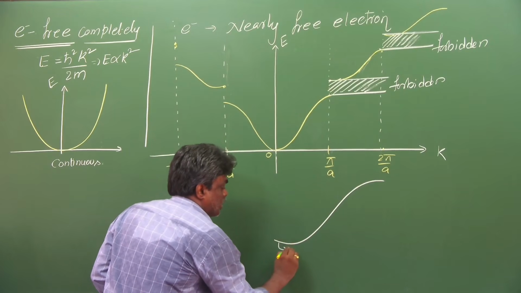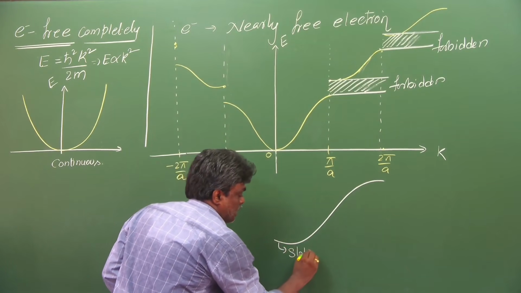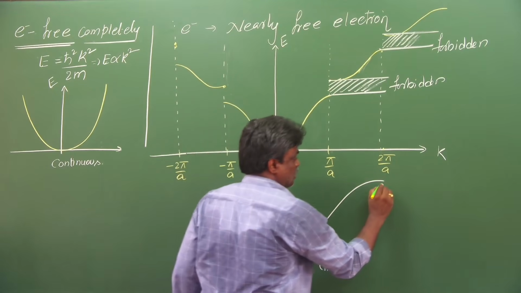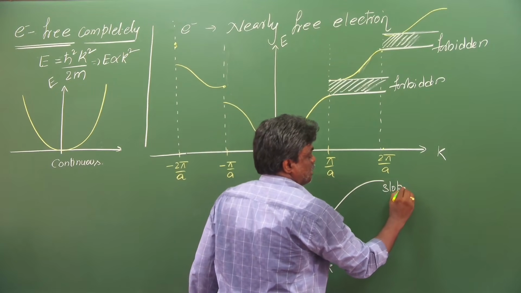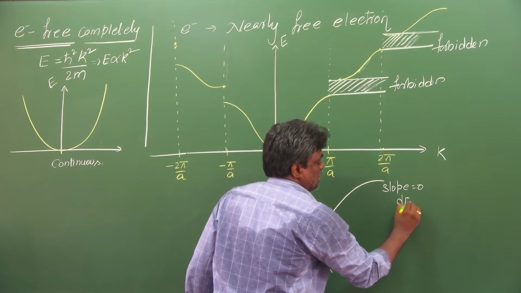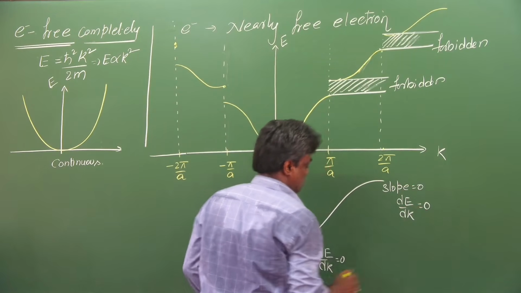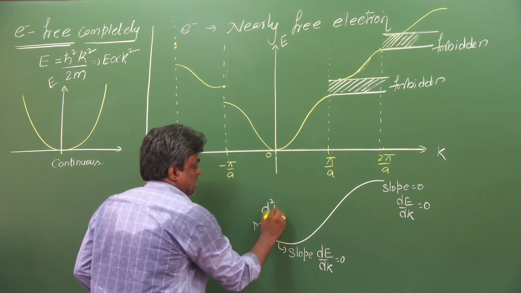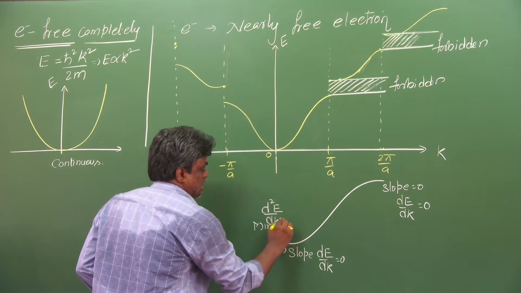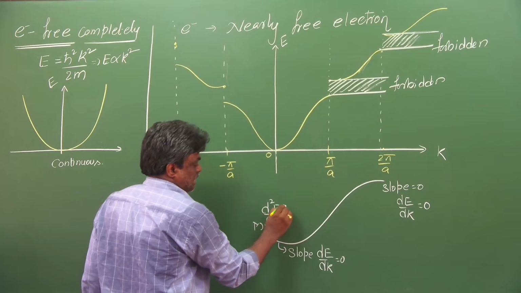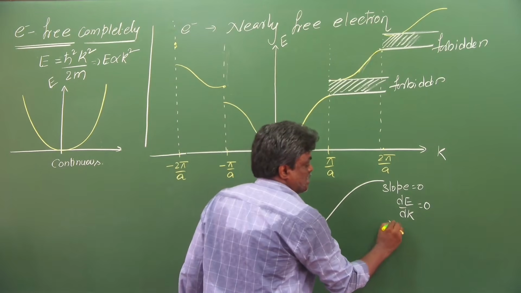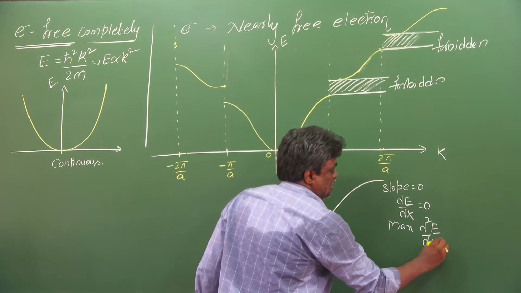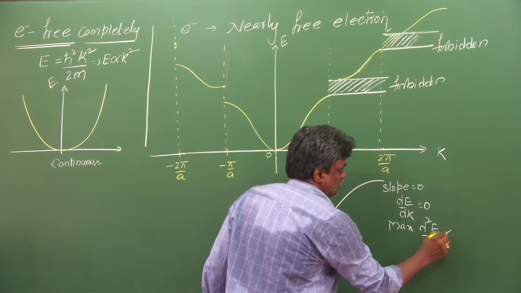I think I need not say all these things. Slope. Here what is the slope? dE by dk. Slope how much? 0. At the maximum the slope is 0. That means dE by dk equals 0. But this is a minimum. Minimum means the first derivative is zero and d square E by dk square is greater than 0. Again, tomorrow I will explain. This is the maximum. That's why d square E by dk square is negative.